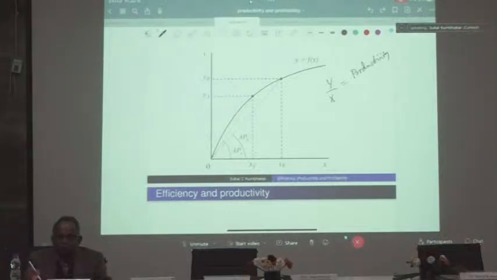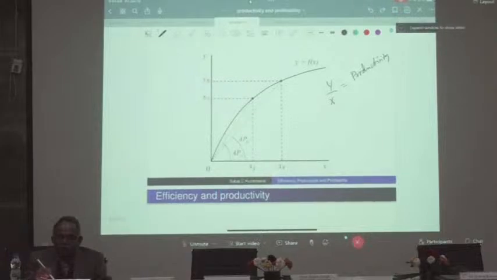Remember that productivity is Y over X. So for A, productivity is measured by the slope of this line. This is the average product or productivity of firm A, and this is the productivity of firm B. So which firm is more productive, A or B? Okay, so this is the slope. Which slope is bigger, this one or this one?